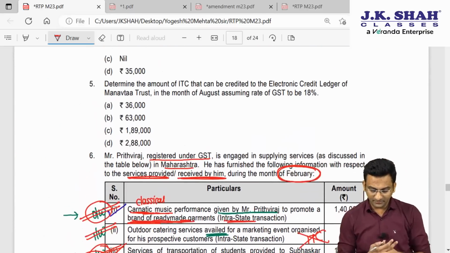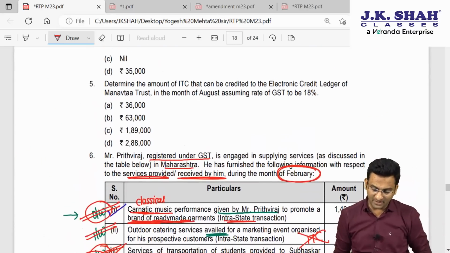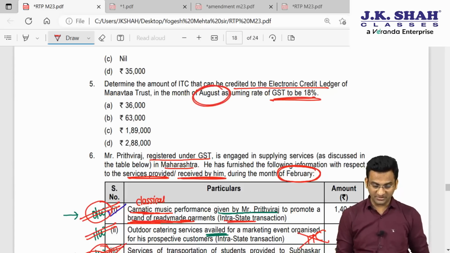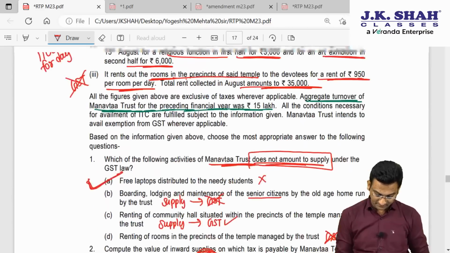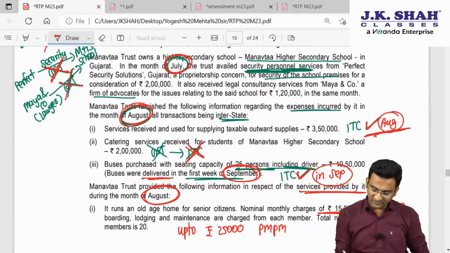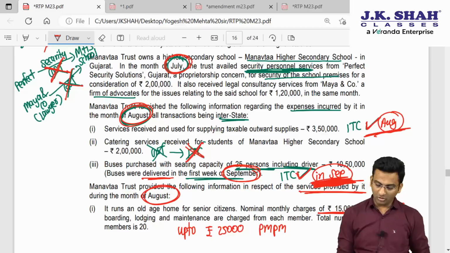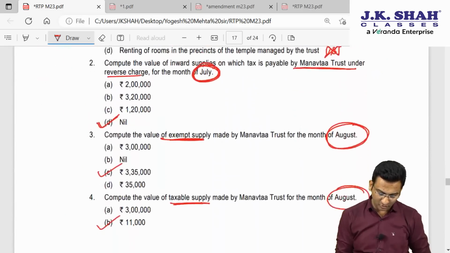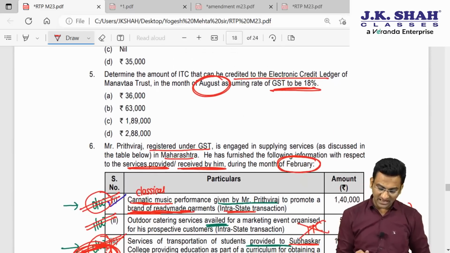And last question, friends: determine the amount of ITC that can be credited to the electronic credit ledger. So, the ITC which can be availed, in the month of August, assuming the rate to be 18%. This was the outward supply of August. These are the inward supplies. August, this has to be availed in September. So the inward supply of services is 3,50,000, and the GST rate is assumed to be 18%. So 3,50,000 into 18%, the answer will be 63,000.